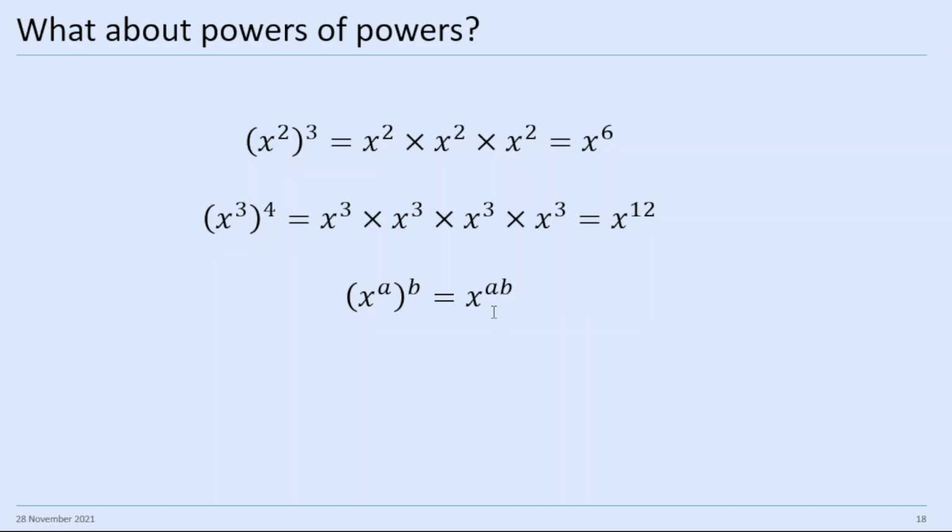What about powers of powers? What is x squared cubed? Well, x squared cubed is x squared times x squared times x squared, and then we've got to add the powers, so it's 2 plus 2 plus 2, so it's x to the 6. X cubed to the 4 is x cubed times x cubed times x cubed times x cubed, which is x to the 12, because you've got to add 3 plus 3 plus 3 plus 3. In general, x to the a to the power b is x to the ab, because essentially you're going to get b lots of x to the a, and then you're going to add those up, which is b times a, or a times b.